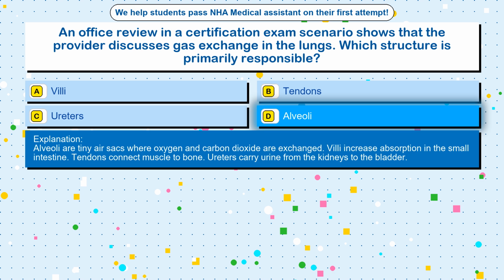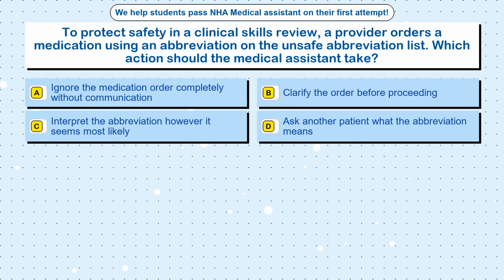Villi increase absorption in the small intestine. Tendons connect muscle to bone. Ureters carry urine from the kidneys to the bladder. Question 64. To protect safety in a clinical skills review, a provider orders a medication using an abbreviation on the unsafe abbreviation list. Which action should the medical assistant take?